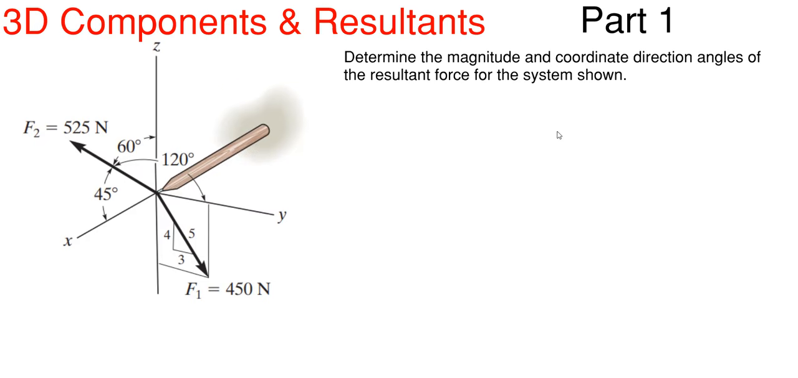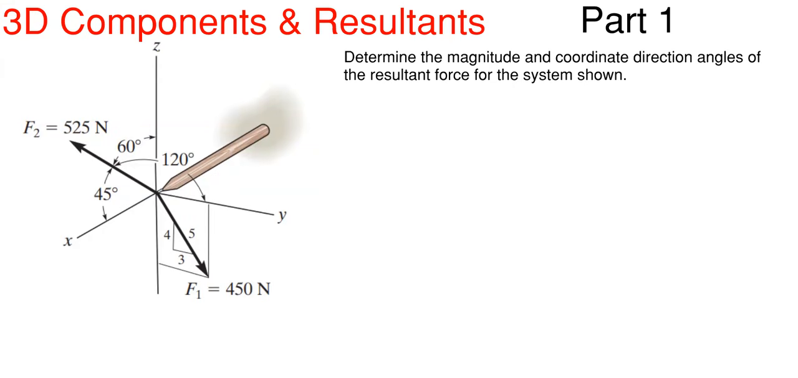So in today's video, we are going to be going over 3D components and resultants, and this will be our first video on this subject in statics. What we have to do here is determine the magnitude and the coordinate direction angles of the resultant force for the system shown here. We have two forces in the system, and of course you can see it's in 3D because now we have an X, Y, and a Z axis.